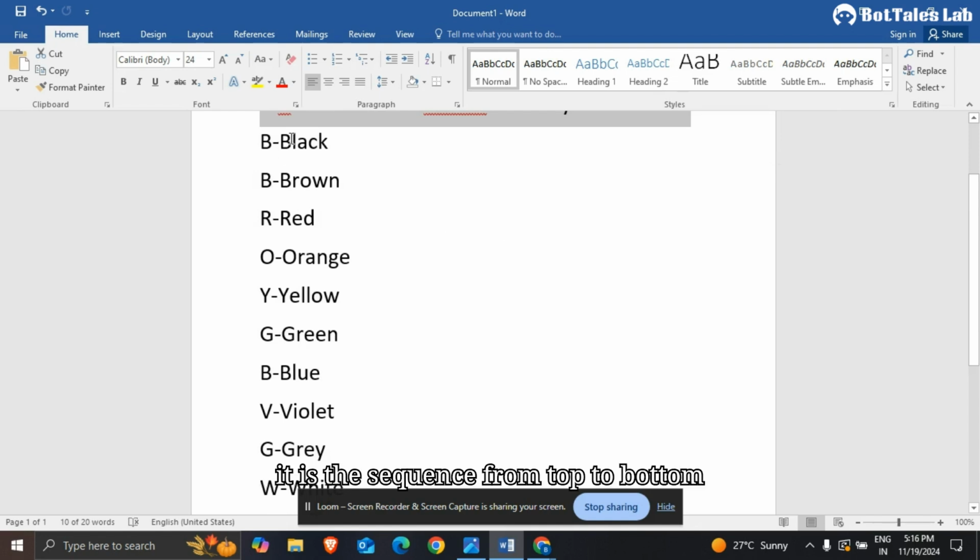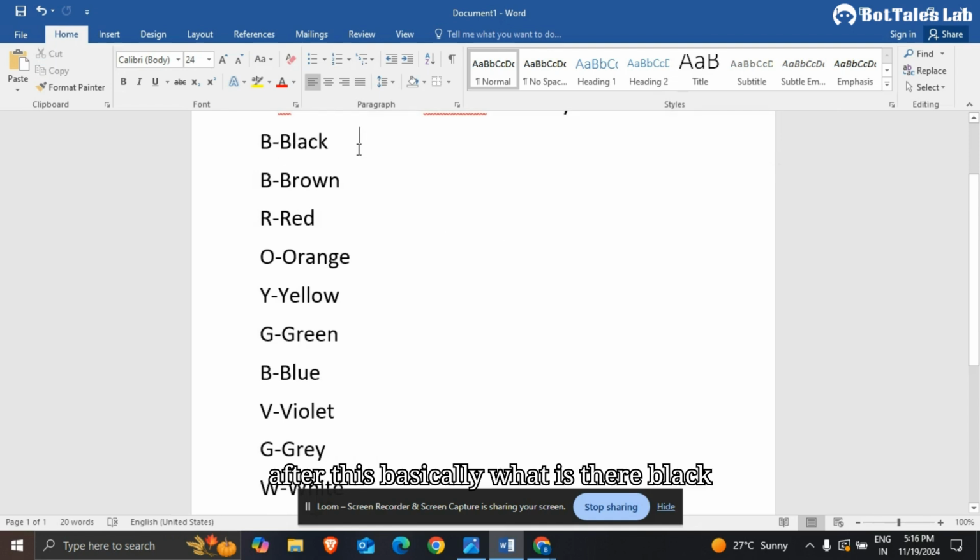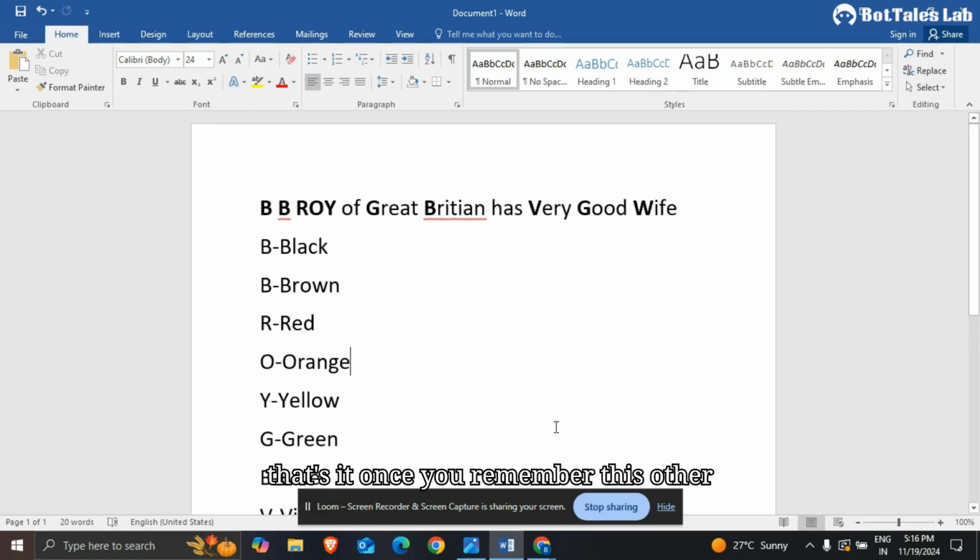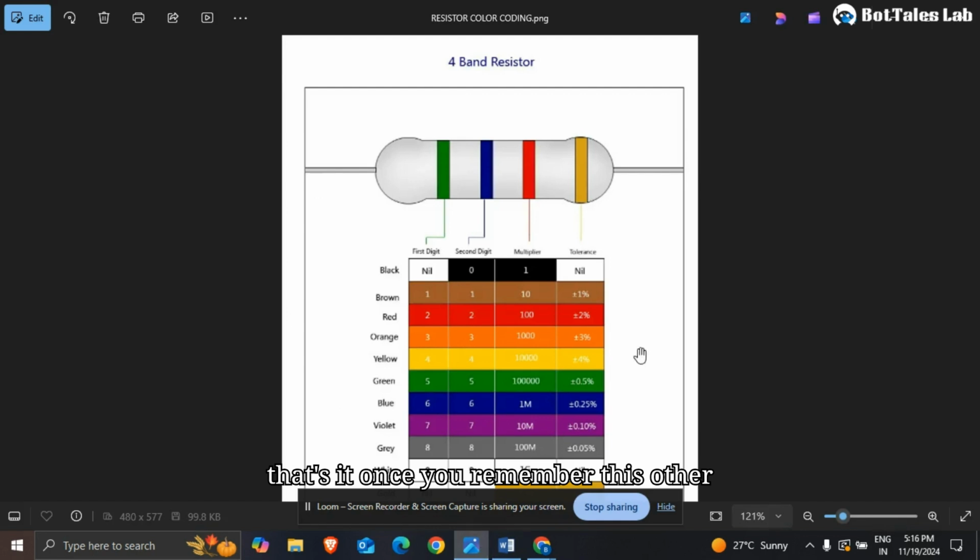It is the sequence from top to bottom. After this, basically what is there? Black stands for 0, brown stands for 1, red stands for 2, orange stands for 3. Just in sequence, you have to go from 0 to 9. That's it. Once you remember this, the other table is easy.